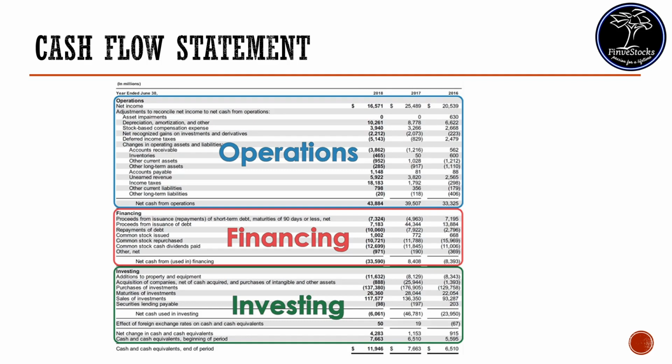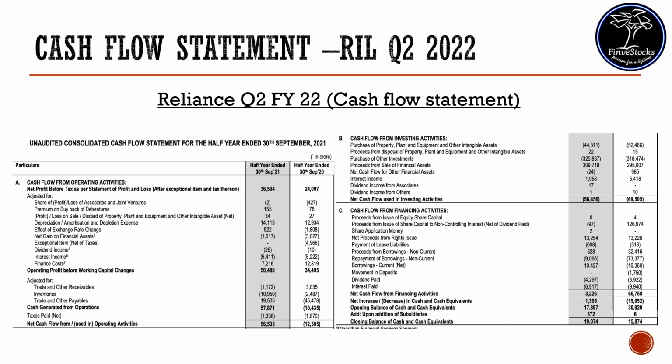Now let's see a live example for getting a better understanding. So here we projected the cash flow statement of Reliance for Q2 financial year 22. On the operational activities front, it has generated a cash of around 56,535 crores, which is positive for the company because it has generated positive cash from operating activities. Whereas the cash flow from investing activity is negative 58,456 crores, which shows the company has done some investment, some purchase of other investments, dividend income, etc. Which is very good.